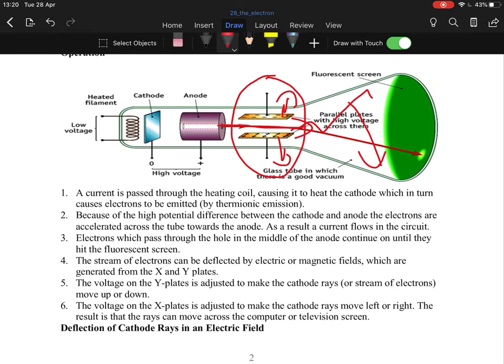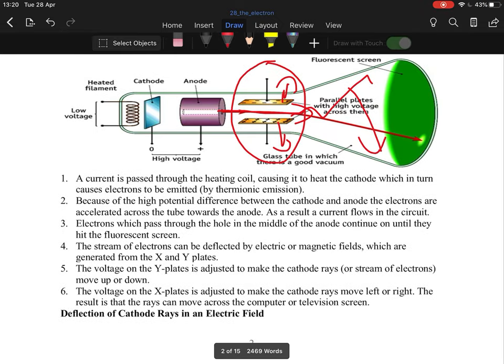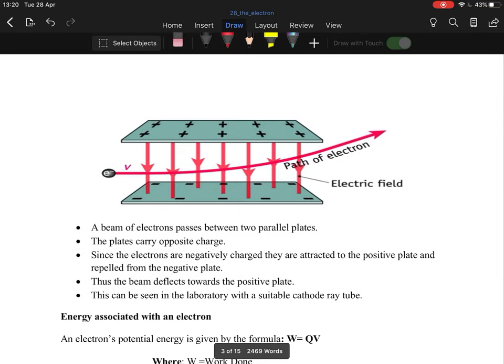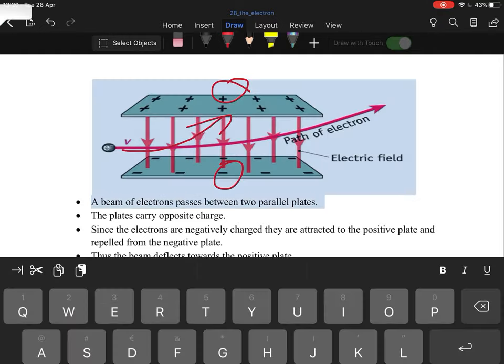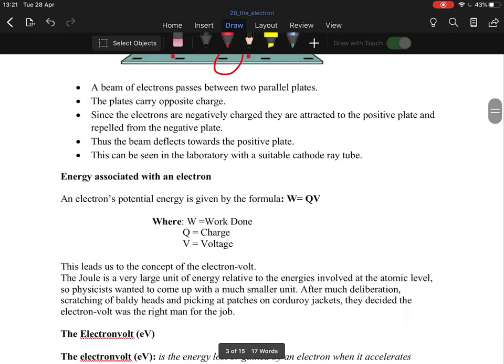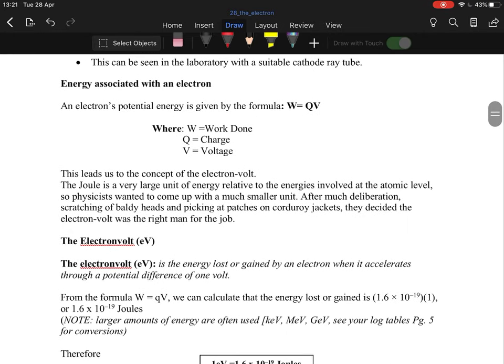As the electron is shooting through here, these plates can be used so that you can move the electron up, down, left or right even, mostly up and down. One plate is going to appear positive, one plate is going to appear negative. So obviously the electron will get pulled up towards the positive. The plates always carry opposite charge. So that's how you can deflect it up or down.